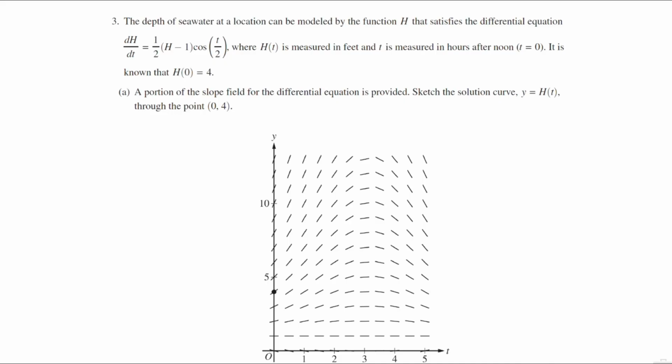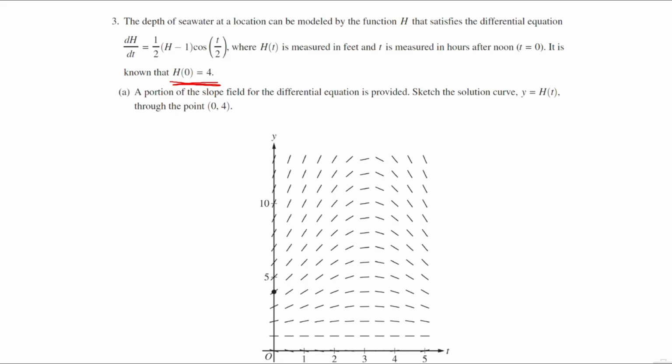All right, here we're looking at question number 3 from the 2024 AP Calculus AB exam. This problem here is what I call a differential equation FRQ, where they're giving us a differential equation dh/dt equal to 1/2 of h minus 1 times the cosine of t over 2. Then they give us some other information about the units. You know, h of t is in feet, t is in hours. And we know that h of 0 is equal to 4. And they'll often give us some initial condition that you'll probably have to use somewhere along the line.